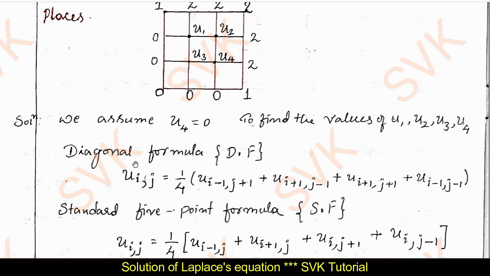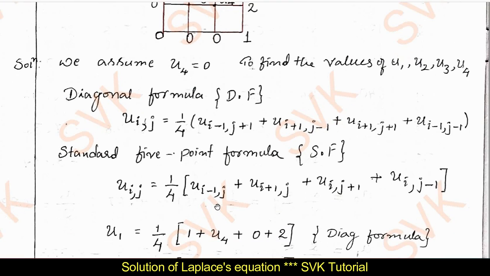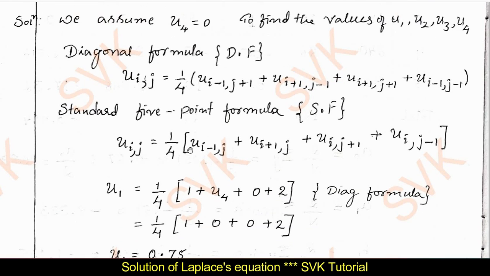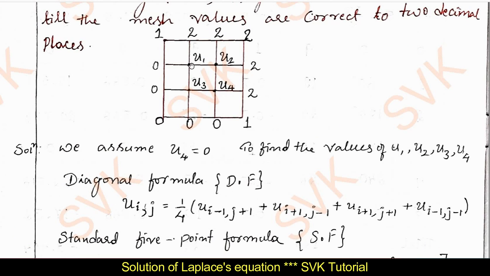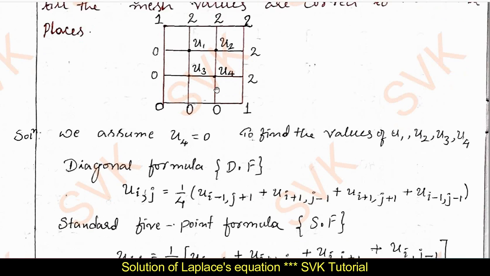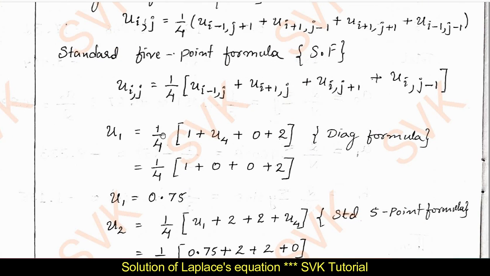After coming to know the diagonal formula and the standard 5-point formula, we shall solve the problem now. I am going to find out the values of u1, u2, u3, u4 by assuming u4 equal to 0. To find u1, first I will apply the diagonal formula. Then to find the remaining values u2, u3, u4, I will apply the standard 5-point formula. So look here. If you want to find u1, it will be equal to 1 by 4 times of 1.